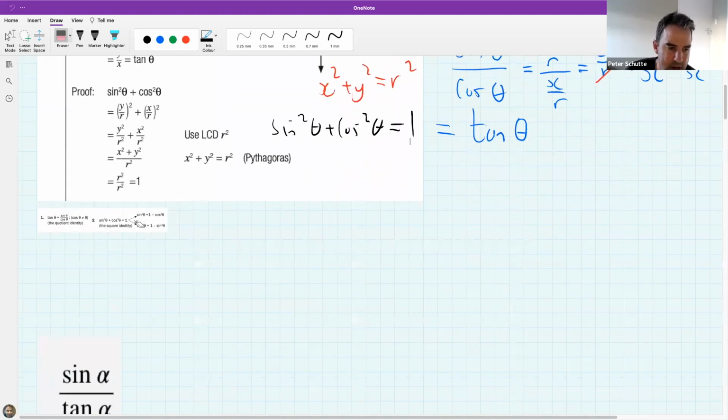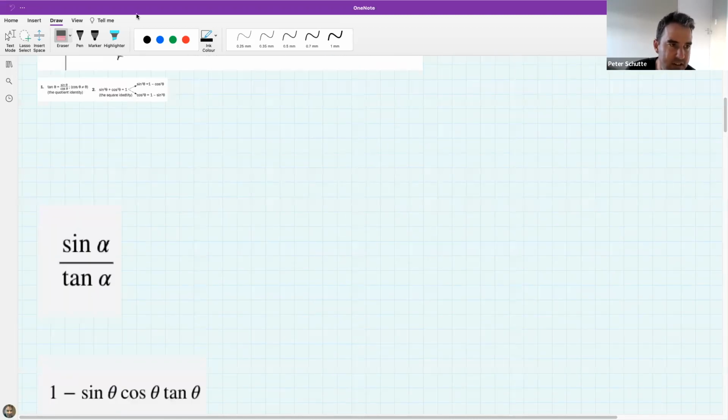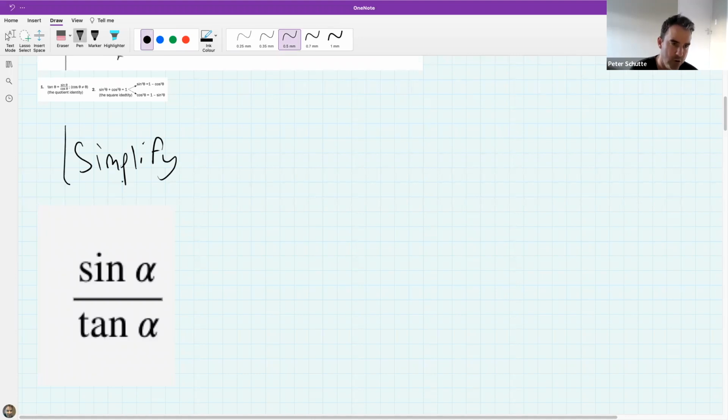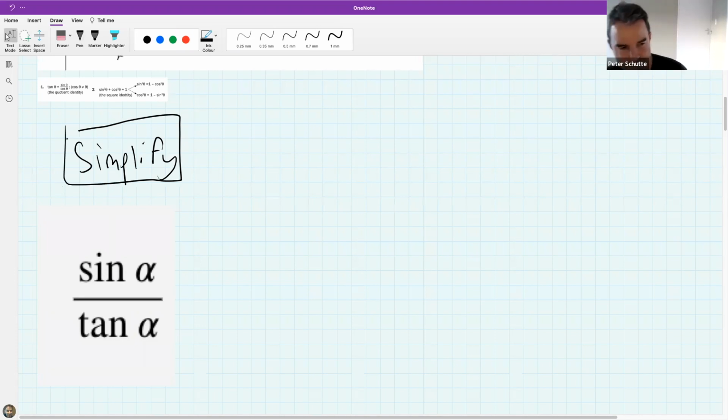Okay. So here is a trig expression, and I want to ask you to simplify it. So I want you to simplify it, make it simpler, using either of the two identities that I have spoken about today. I'll give you 30 seconds to do that. Can you simplify that? And then write your answer in the chat. What is the sine of alpha divided by the tan of alpha?